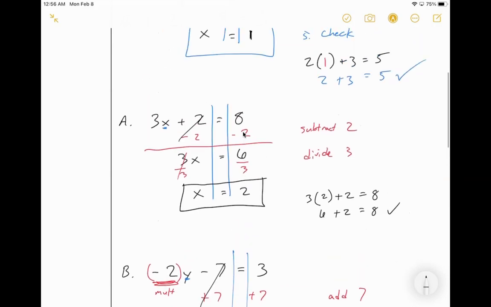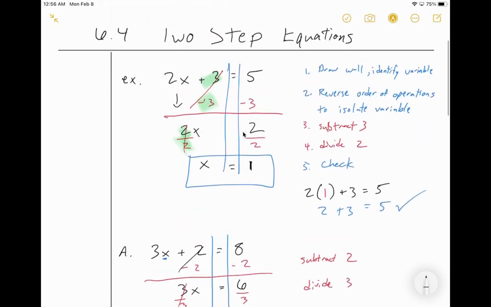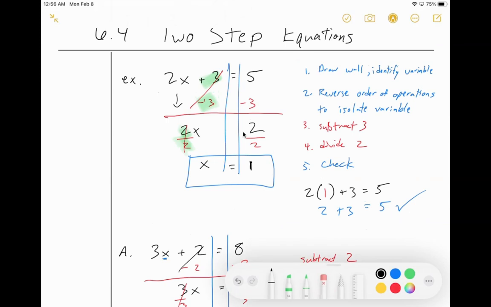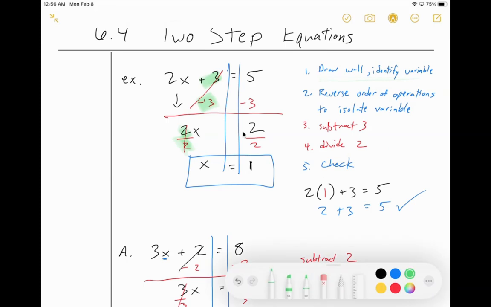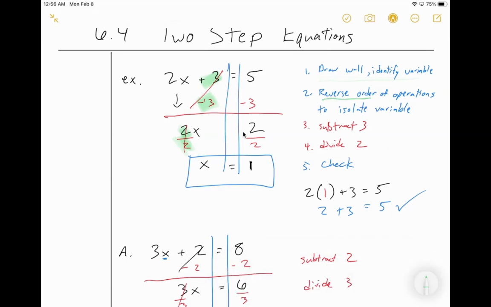Again, the keys are back here. What you want to do is make sure you draw your wall and identify your variable, right? Then you want to make sure that you are doing your reverse order of operations, okay, to isolate the variable, which means in this case, you're going to subtract or add first, and then you'll divide or multiply, okay? And make sure, again, you check your answer.